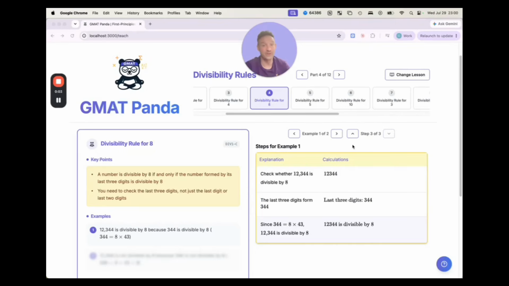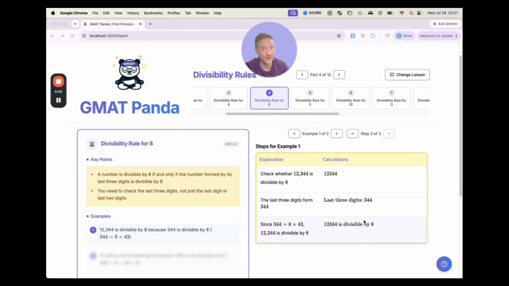Let's see now how we can check whether a large number is divisible by 8. Here, all we need to do is to check the last three digits of the number. So let's take 12,344. If we want to know if it's divisible by 8, we just need to isolate the last three digits, in this case 344. And if that number is divisible by 8, then the whole number would be divisible by 8. In this case, we can write 344 as 8 times 43. So the whole number will be divisible by 8.